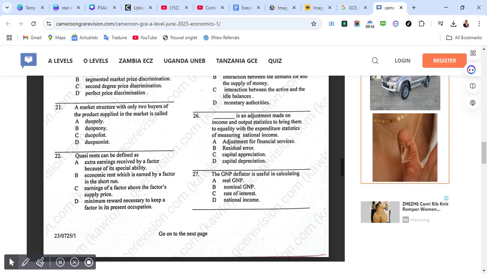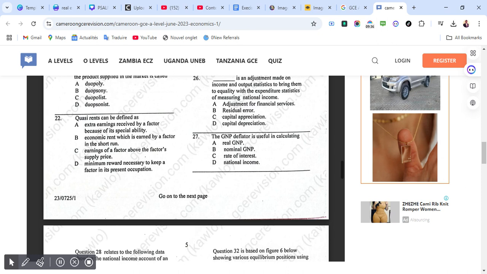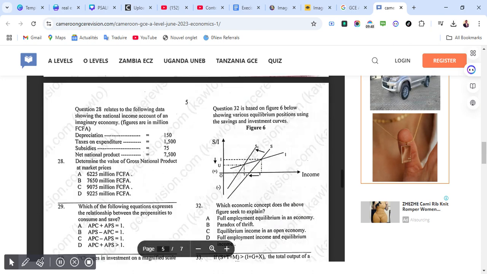26. They give us a blank, which is an adjustment made on income and output statistics to bring them to equality with the expenditure statistics of measuring national income. The correct answer for 26 is B, which is residual error. 27. The GNP deflator is useful in calculating A, real GNP. Go to the next page.